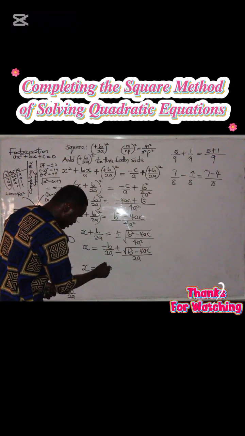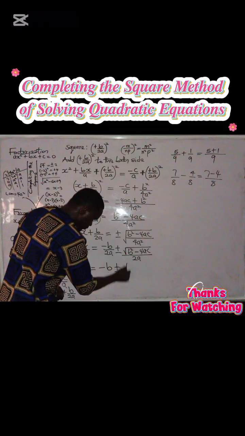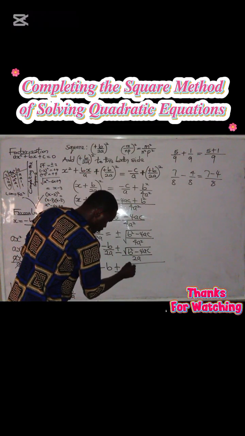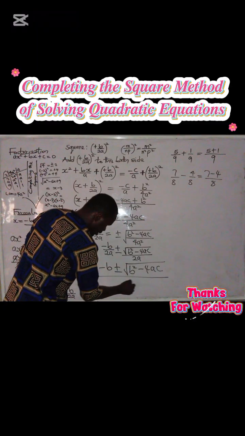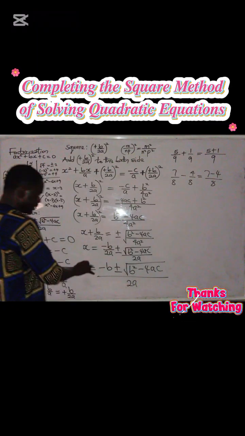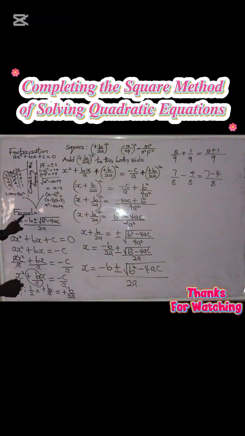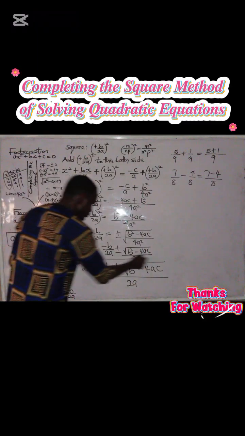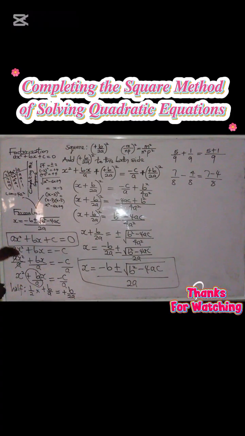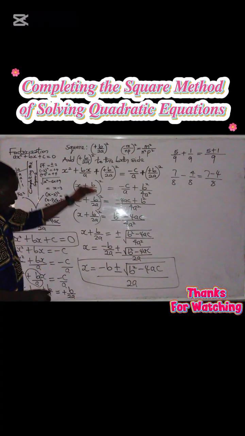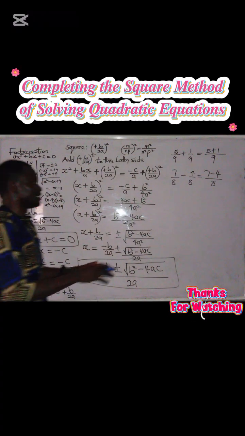We are going to have minus b plus or minus the square root of b squared minus 4ac over 2a. So this here is the formula method. The process we passed through here is factorization, right? This here is the formula method. Now the process we passed through from here down to up here is called completing the square.